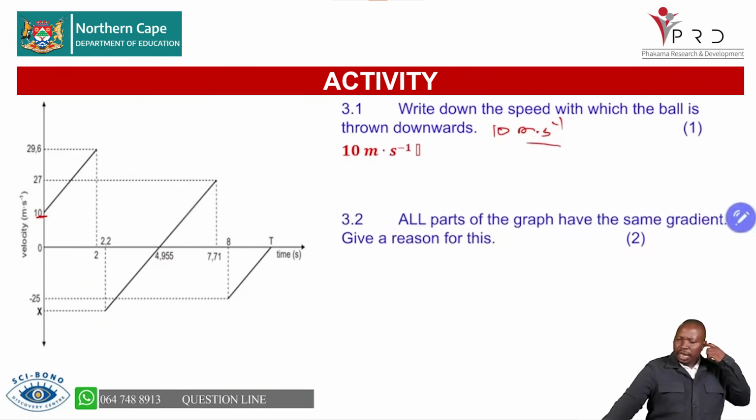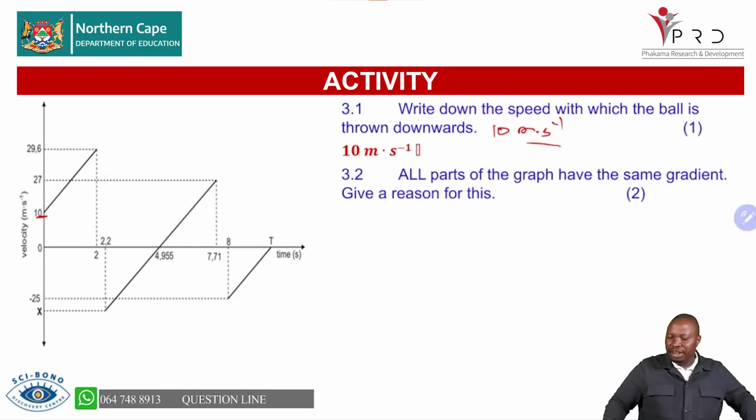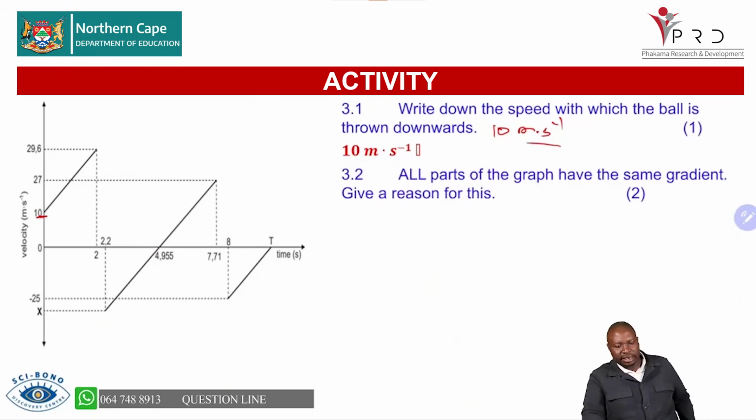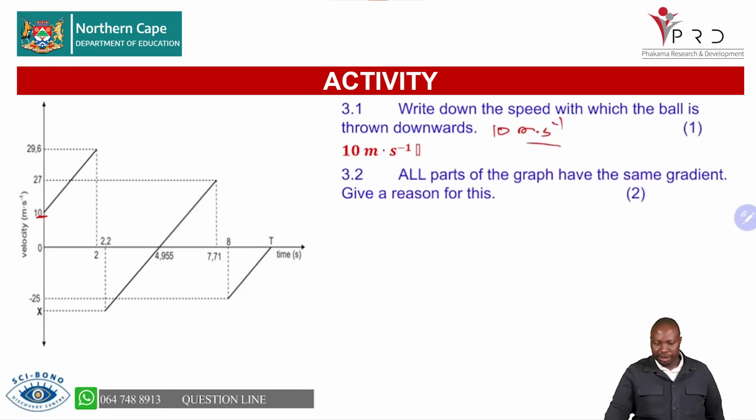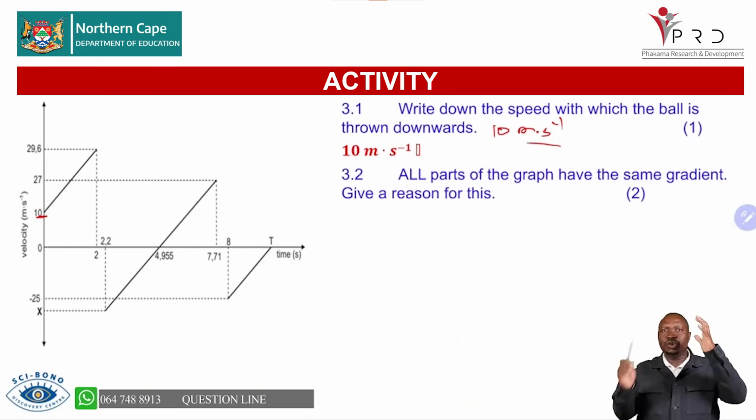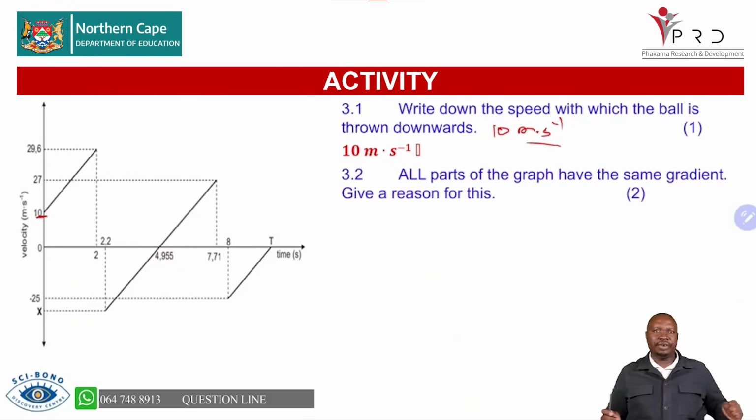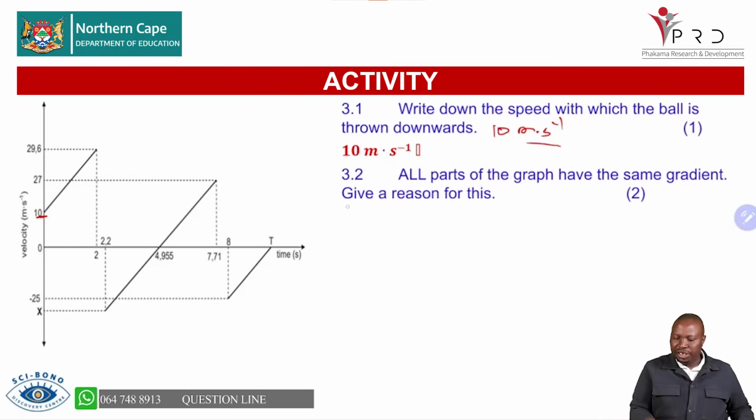Now, all parts of the graph have the same gradient. Give a reason for this. For these particular questions, it's very much important for you to ask what will be the gradient under a velocity time graph. Remember, gradient is changing y over changing time. Don't forget that. Changing y is changing velocity over changing time.